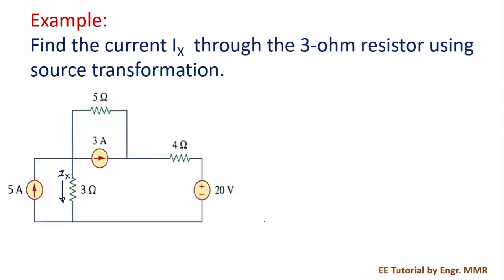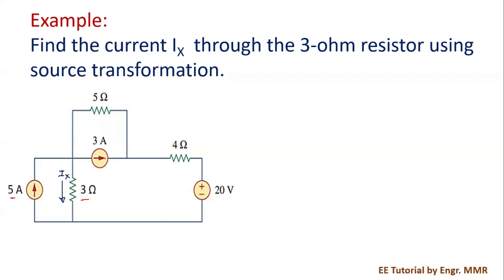To illustrate the concept of source transformation, let's have an example: find the current Ix through the 3 ohm resistor using source transformation. Now we look at the figure. Let's investigate the 3 ohm resistor, wherein the current through it is the unknown Ix. This 3 ohm resistor is connected in parallel with the 5 ampere current source, meaning the 5 ampere current source cannot be transformed. So let's look at the other sources.